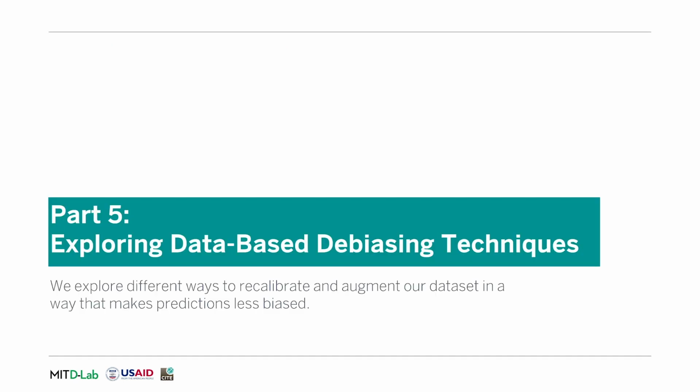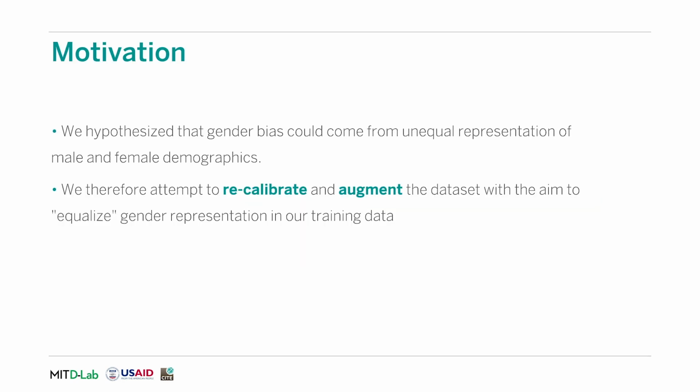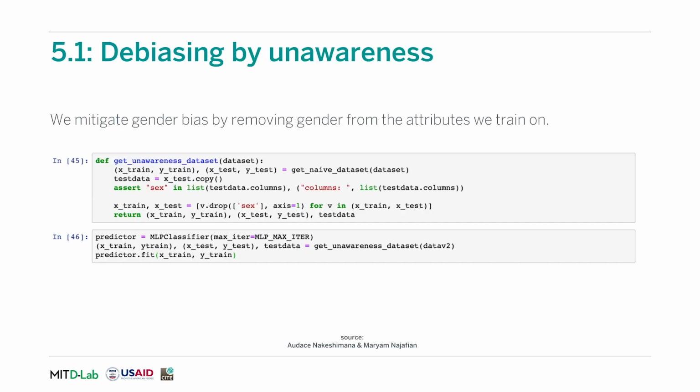In part 5 of our module, we are going to explore different data-based debiasing techniques. More specifically, we will look at different ways we can recalibrate or augment our dataset in a way that makes predictions less biased. The motivation behind this is our hypothesis that the gender bias could come from unequal representation of male and female demographics in our dataset. We therefore make an attempt to recalibrate or augment the dataset with the aim of equalizing gender representation in our training data. The first data-based technique that we are going to explore is called debiasing by unawareness.